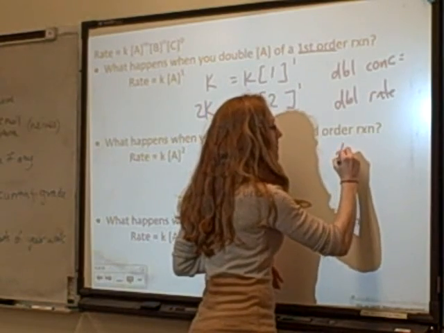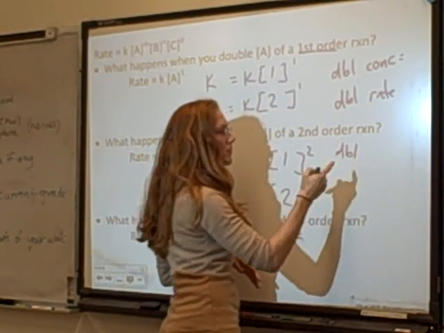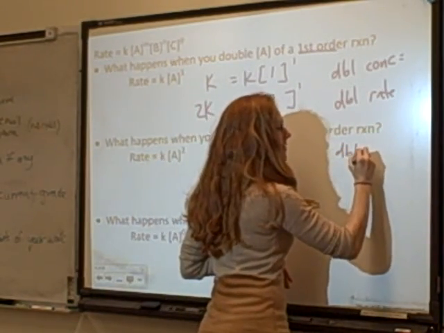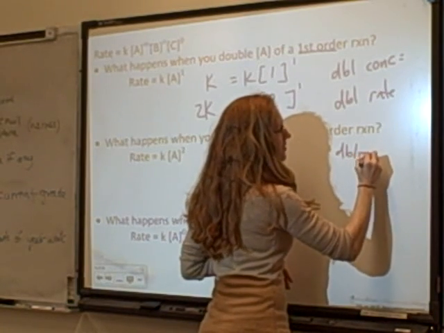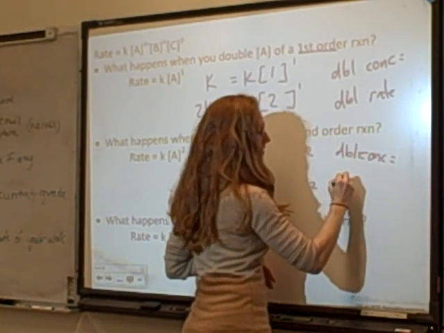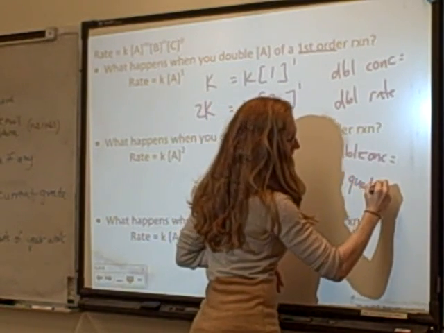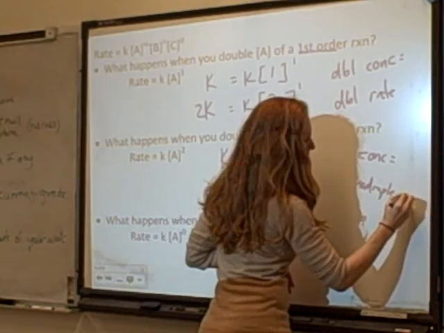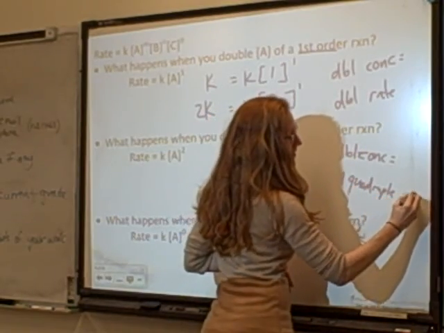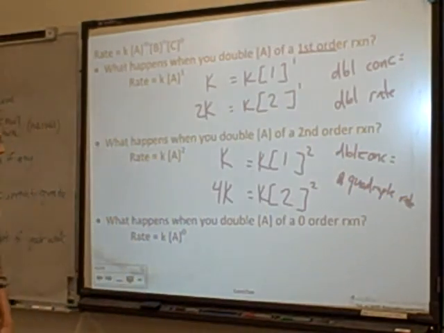So if you double the concentration of a second order reaction, you're going to square that change, so you quadruple the rate.